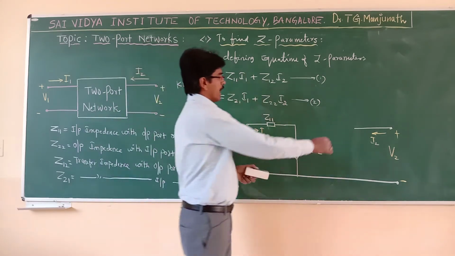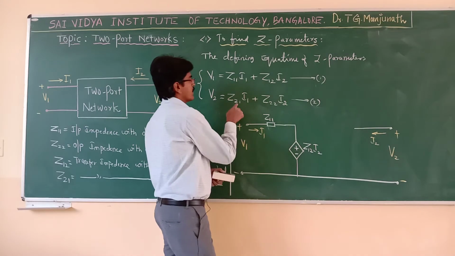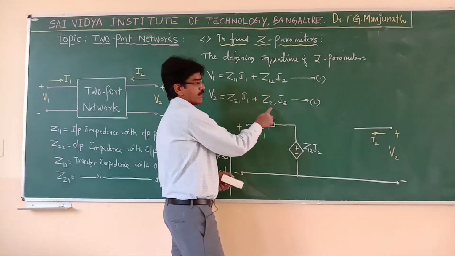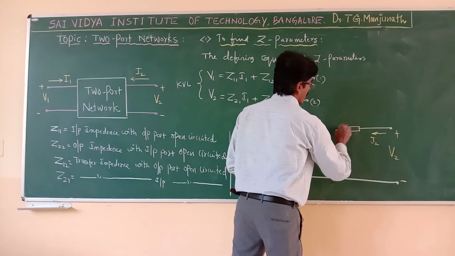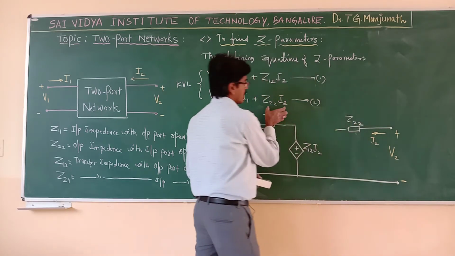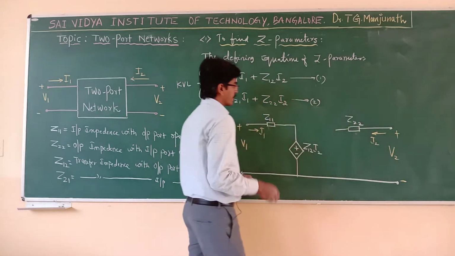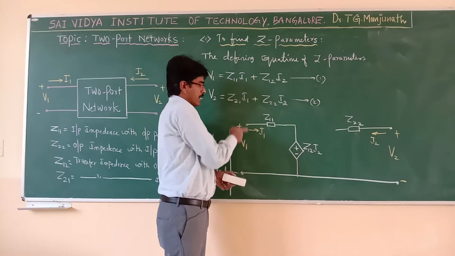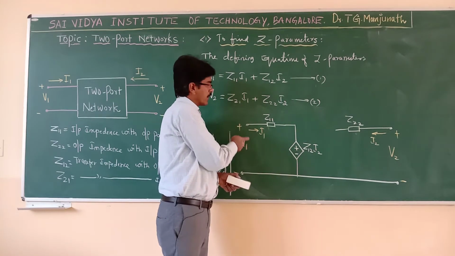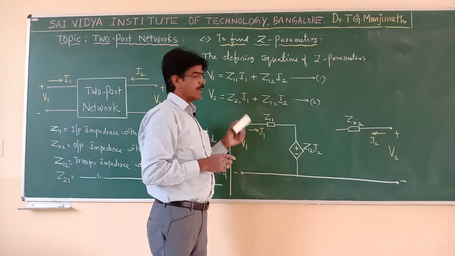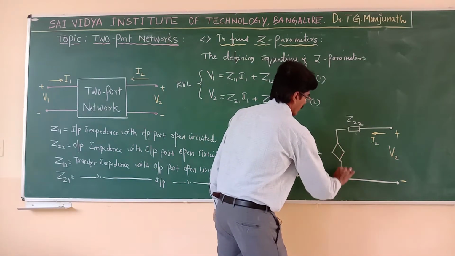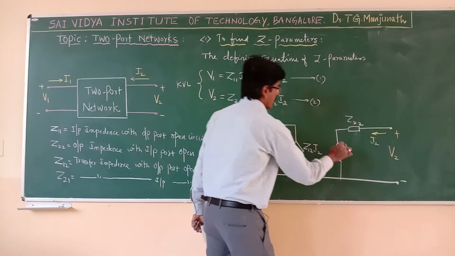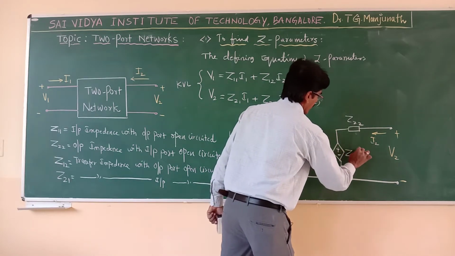Second, again V2 is equal to Z21 I1 plus Z22 I2. I2 is coming here. If I write in series with this Z22, we will get this voltage drop Z22 I2. Again Z21 I1, since I1 exists at the input port, again I have to represent this term by a dependent voltage source, plus minus, it is Z21 I1.